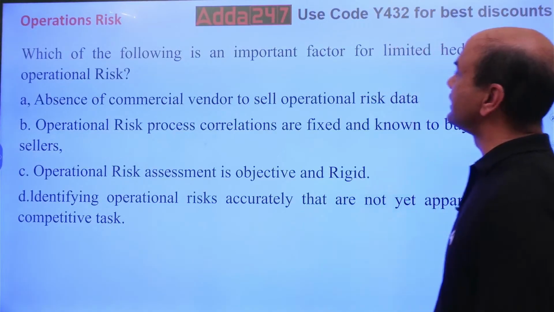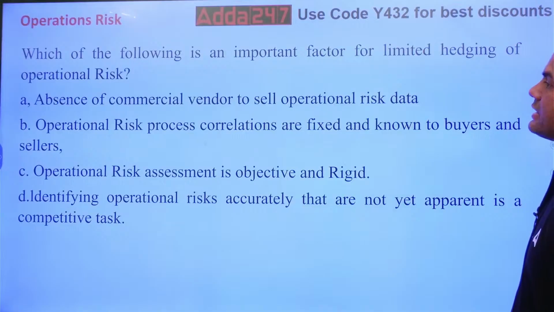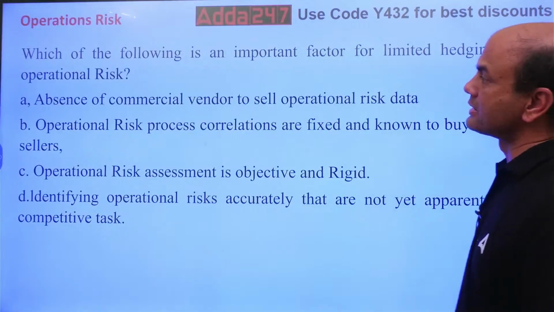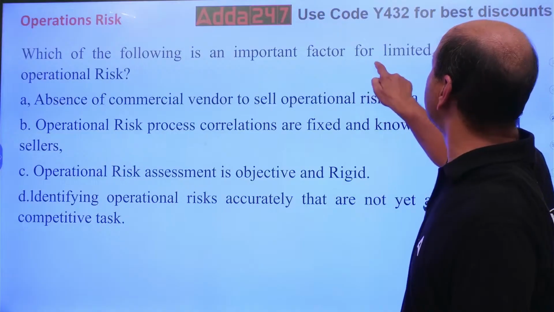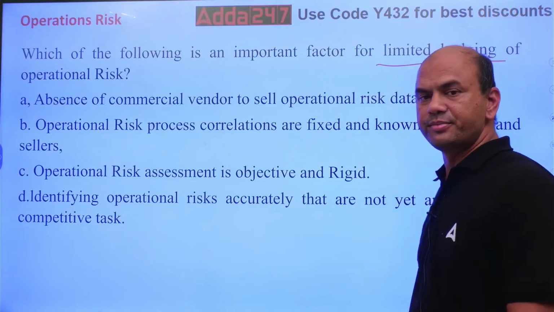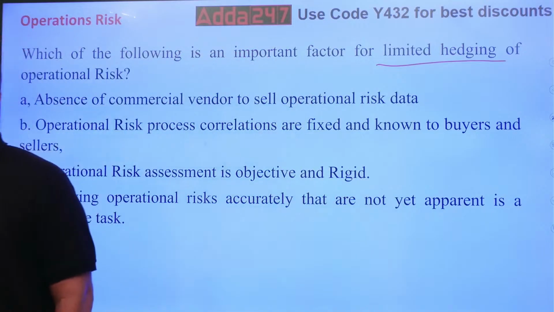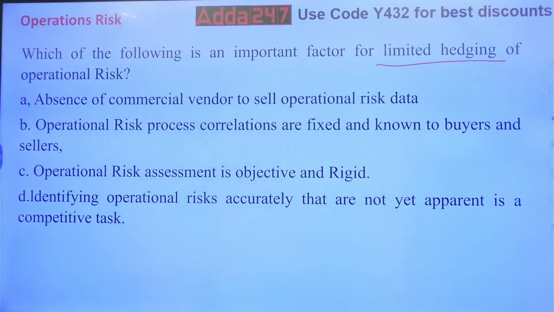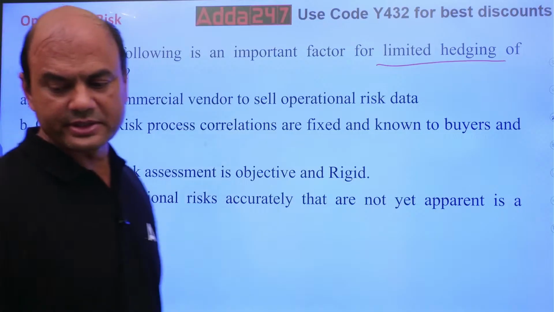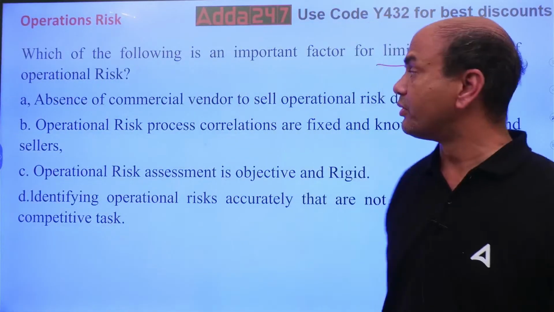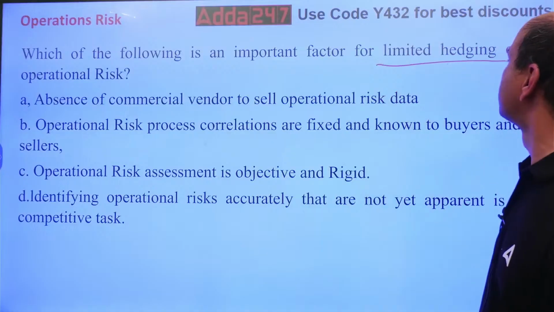Which of the following is an important factor for limited hedging of operational risk? What is limited hedging? Firstly, what is hedging? Hedging means controlling the risk. How do you control the risk? Operations risk: by preparing the checklist, by giving training to the employees. Just now we saw it. So, limited hedging of operations risk.